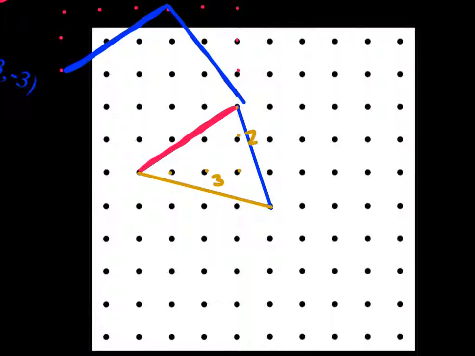And then again, I'm going to go over 3, 1, 2, 3, and over 2. And I'm back where I began, which is exactly what we need. So this is a perfect square area. So let's figure out how big this square area is. Let's break it up into squares that we can count.